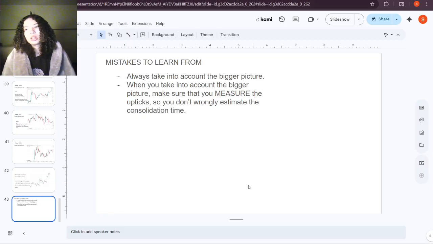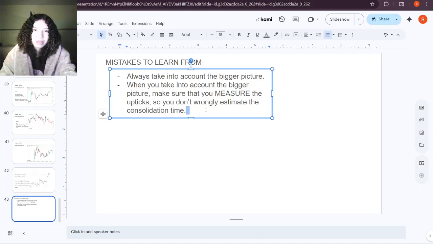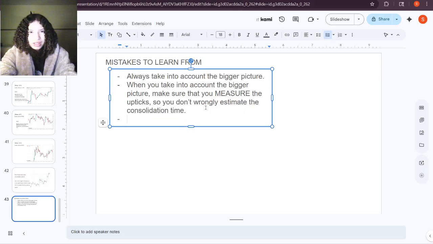But first, we need to up our win rate, sharpen our skills, because it was 84%, which is crazy. I need to get my game back up. And I want it to be 90%, 93, 95. As much as humanly possible, as much as I can humanly predict this, I want it to be the best that I can be at this skill. Always take into account the bigger picture. When you take into account the bigger picture, make sure that you measure the upticks so you don't wrongly estimate the consolidation time.